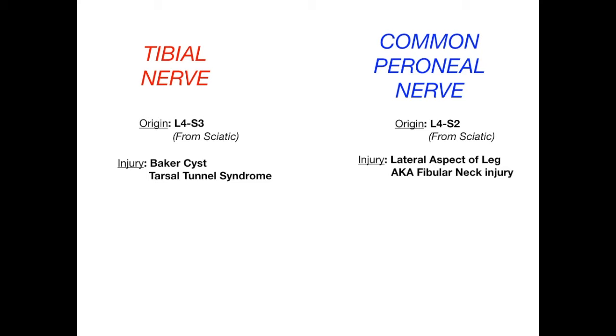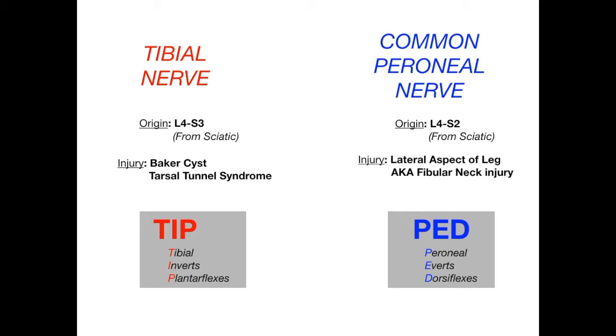So if you have a Baker cyst or a tarsal tunnel syndrome, what happens? And if there's a lateral injury to the fibular neck, what happens? The way that you memorize this is with TIP and PED. So TIP stands for tibial, inverts, and plantar flexes, and PED stands for the peroneal, everts, and dorsiflexes. And what this means is that typically the tibial nerve is responsible for inversion and plantar flexion, and the common peroneal is responsible for eversion and dorsiflexion. So therefore, if there's an injury to either of these nerves, you lose those functions, and you can figure out on your test what clinical sequelae you'll see and what the answer will be.